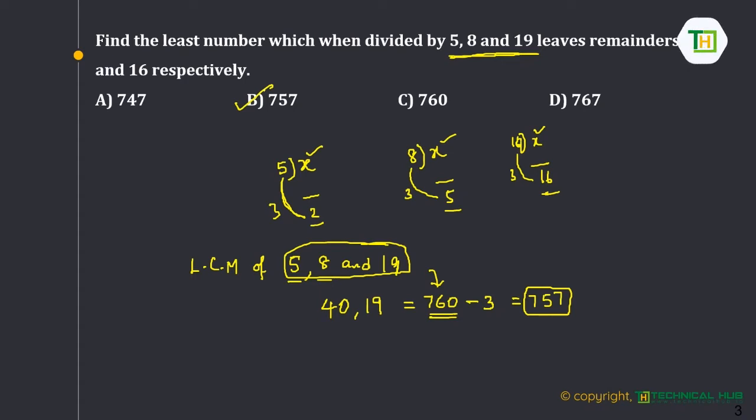From that LCM, subtract the common difference between the divisor and the remainder, and the resultant number will be the least number which satisfies the given question.